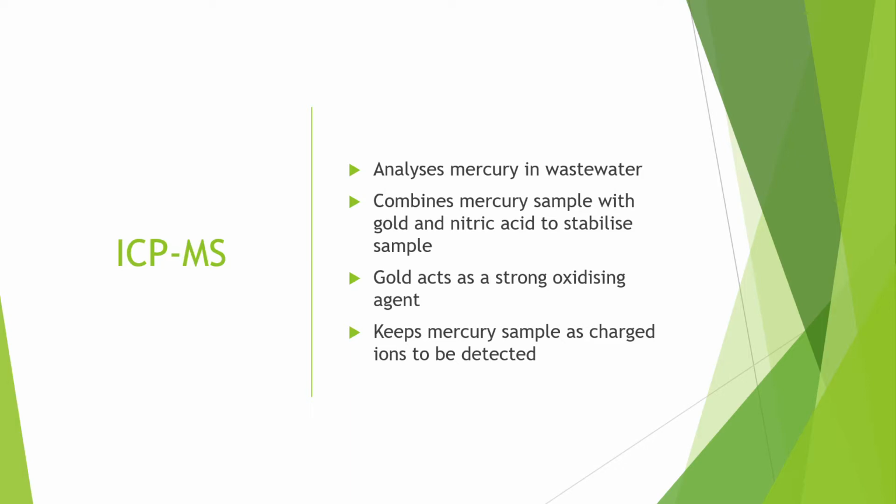ICP-MS analyzes mercury in wastewater by first combining the mercury sample with gold and nitric acid to stabilize the sample. The gold acts as a strong oxidizing agent, which helps keep the mercury in the sample as charged ions so they can be detected.